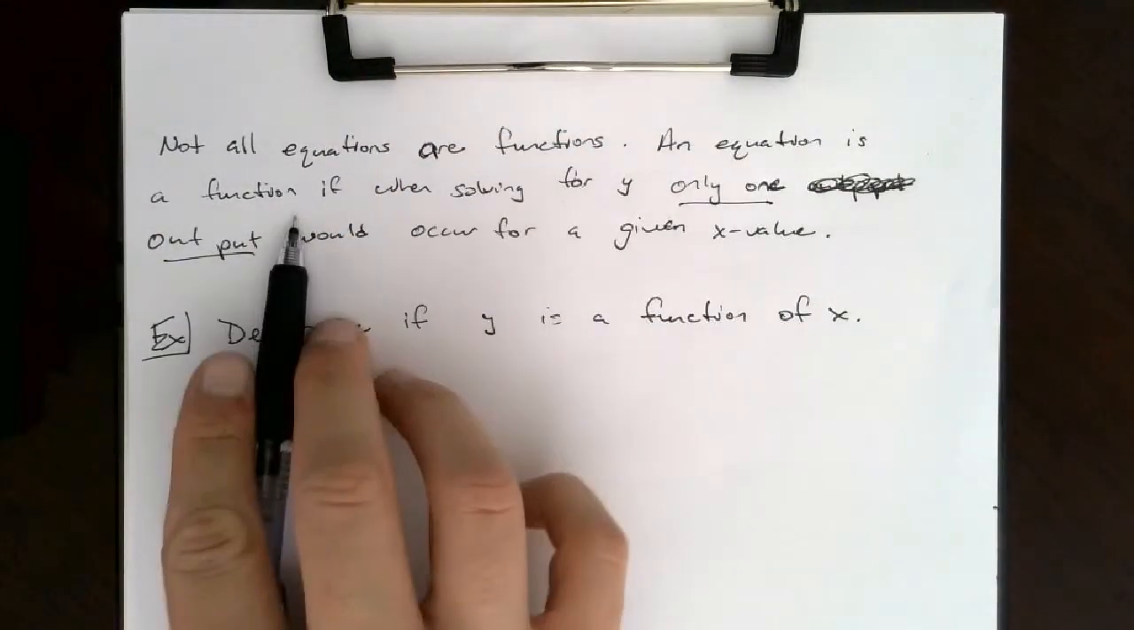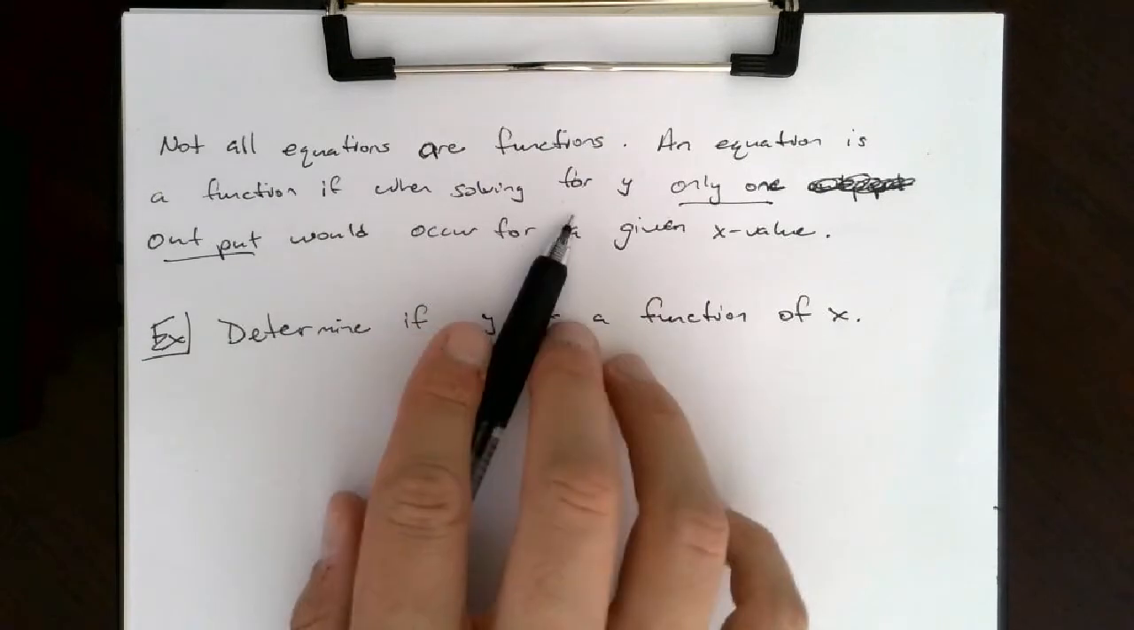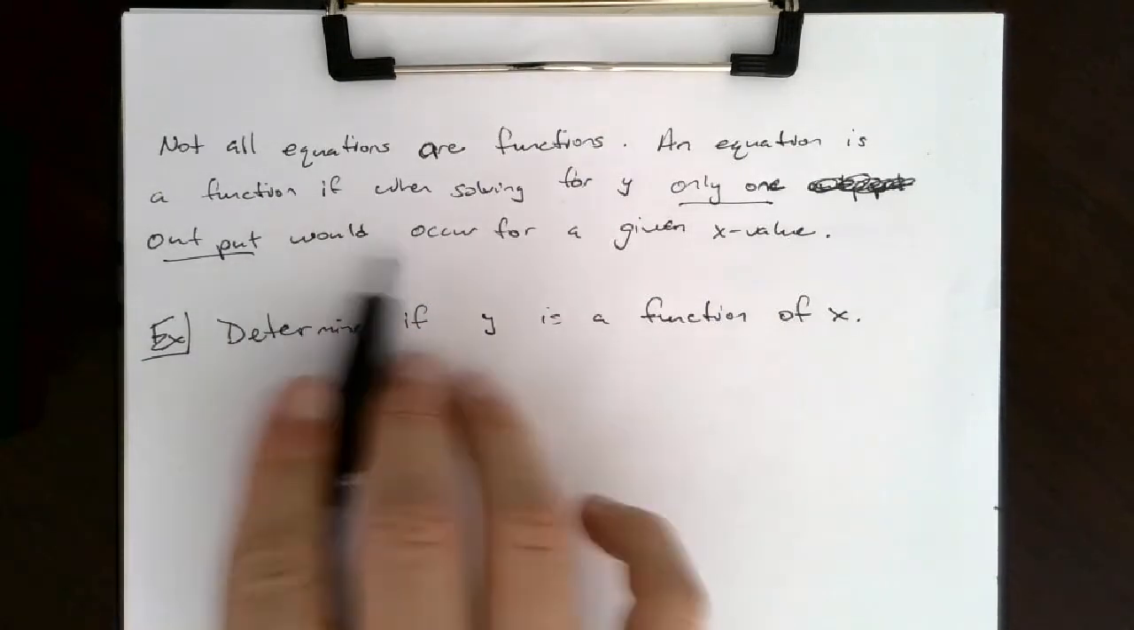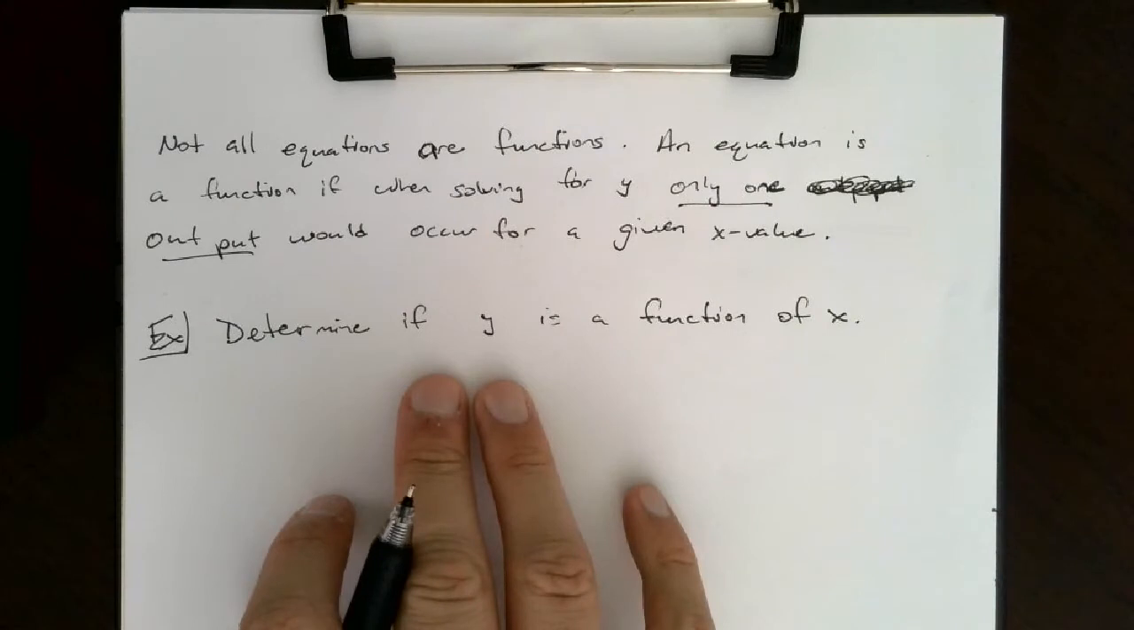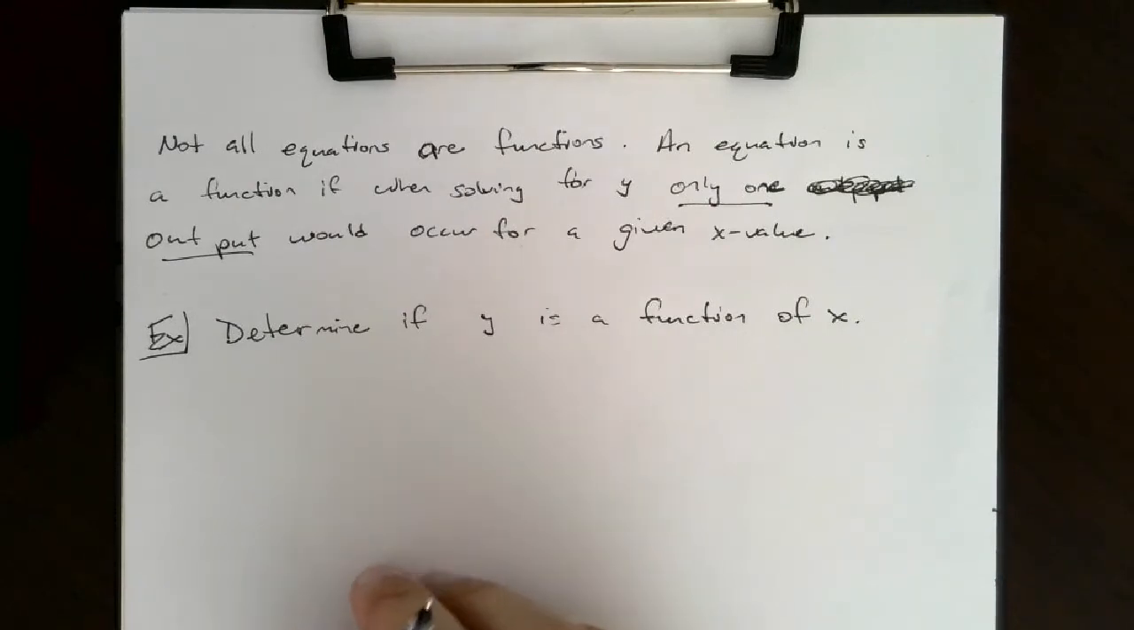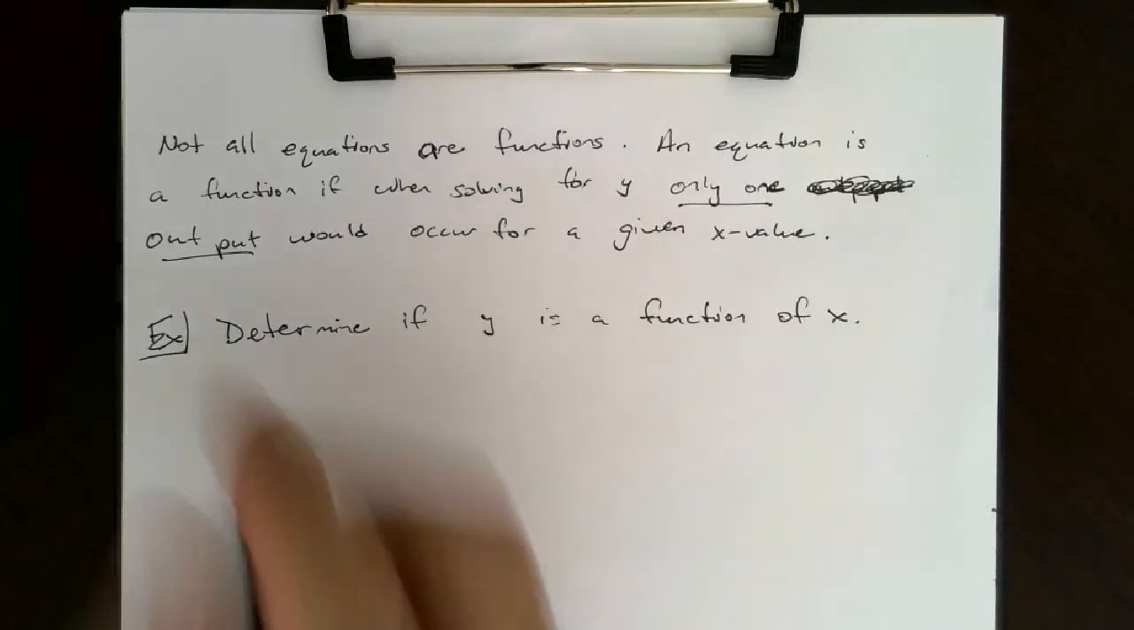An equation is a function if when solving for y, only one output would occur for a given x value. So if you subbed in an x value, you'd only get one answer out for y. So we're going to do some examples here where I'm going to give you an equation and we're going to determine if y is a function of x or not, meaning for every x value, there'd only be one y value. So let's take a look at the first one.